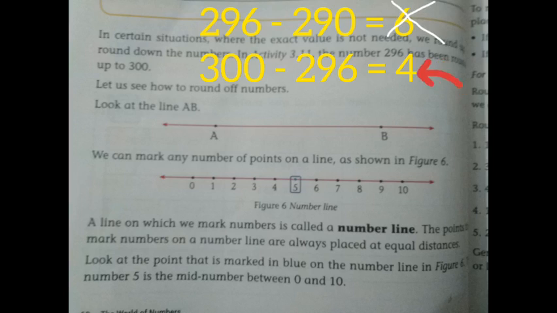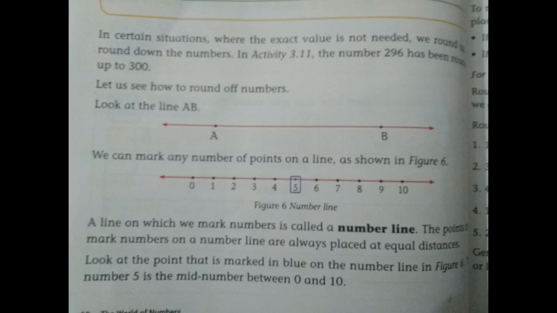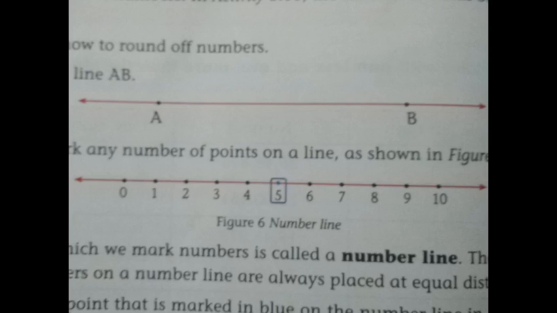Let me discuss the number line. Look at the line AB. Here the numbers are defined from 0 to 10. This is called a number line. From 0 to 10, 5 is the middle value, or we can call it the mid number. Why are we saying 5 is the mid number? Before 5 we have 5 numbers: 0, 1, 2, 3, 4. After 5 we have 5 numbers: 6, 7, 8, 9, 10. So before 5 and after 5 we have 5 numbers equally. So 5 is the mid number.